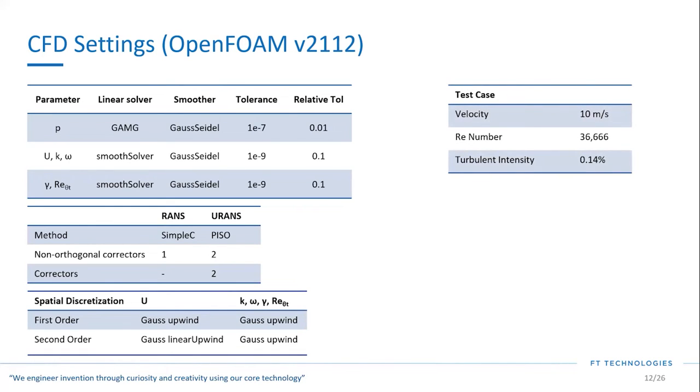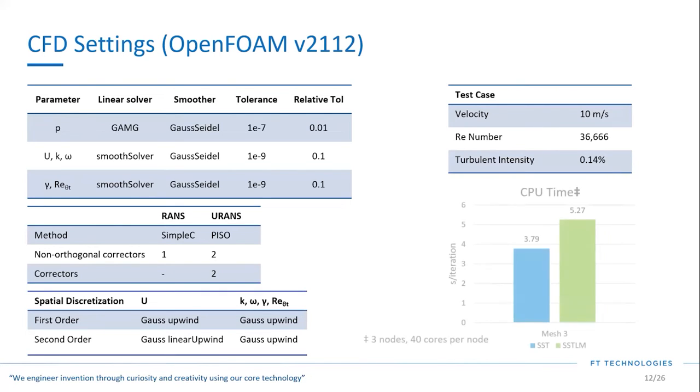So what's the test case that we're looking at today? Well, we've got 10 meters a second, around 36,000 Reynolds, and a turbulent intensity of 0.14%. So very low turbulent intensity. Some post-analysis between the SST and the SST-LM, we've seen about a 30% increase in the time taken for any mesh for iterations per run.